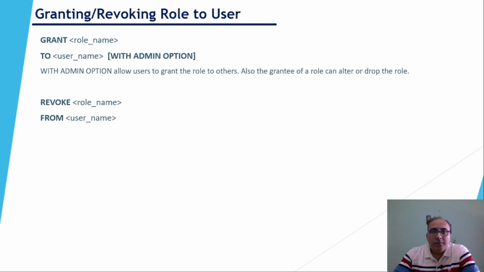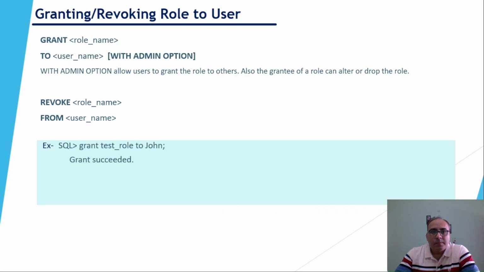Then how we can revoke the role from a user? So revoke role name from username. Let's look at some examples. Grant test_role to John. So that role is granted to John. Then revoke test_role from John. So we are simply revoking test_role from John. I think it's a very straightforward thing. I hope you are able to understand this point.